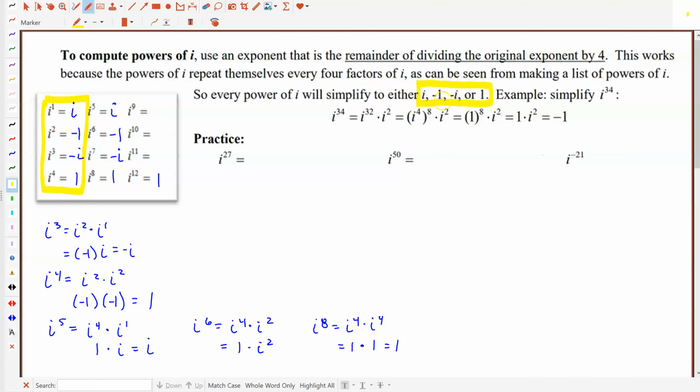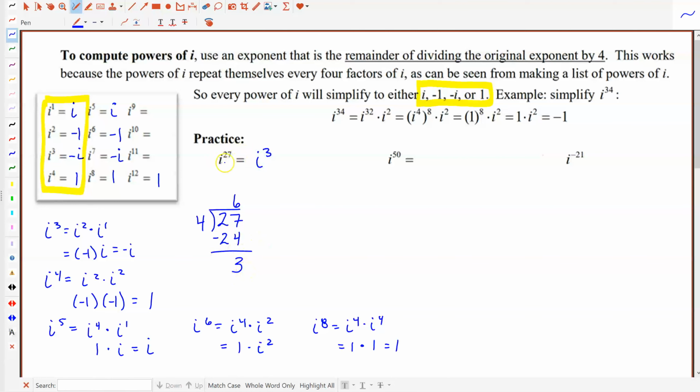And how I know which one to respond with is whether or not this thing is equivalent to i to the 1st power, i squared, i cubed, or i to the 4th power. Well, let's find out. 27 divided by 4. Well, 4 goes into 27 6 times. That gives me 24. 27 minus 24 is 3. Okay, so this is telling me that i to the 27th power is equal to i cubed. I want to look at that remainder.